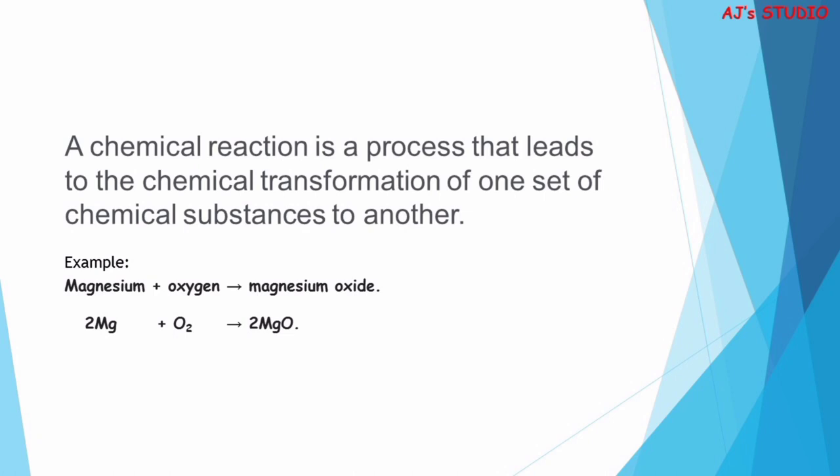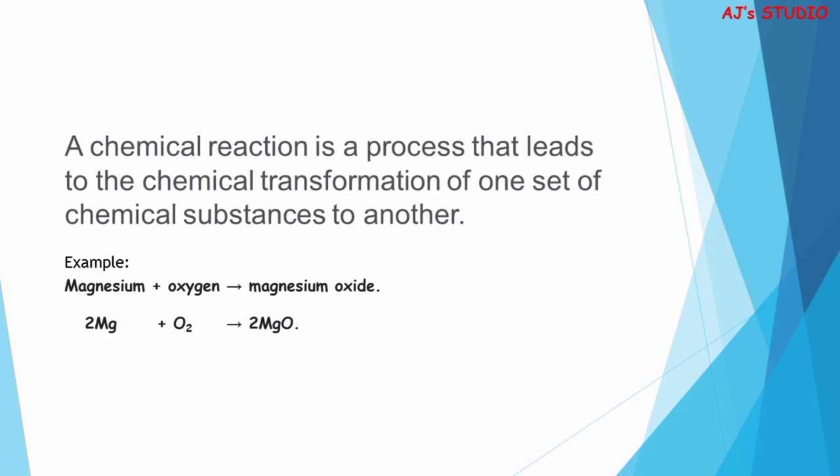This type of reaction we call a chemical reaction. Now children, have you all understood what a chemical reaction is? If yes, can you derive the definition of chemical reaction with the help of the given example? A chemical reaction is a process that leads to the chemical transformation of one set of chemical substances to another. The example is when magnesium reacts with oxygen, it forms magnesium oxide. Formation of magnesium oxide shows that a chemical reaction has taken place.